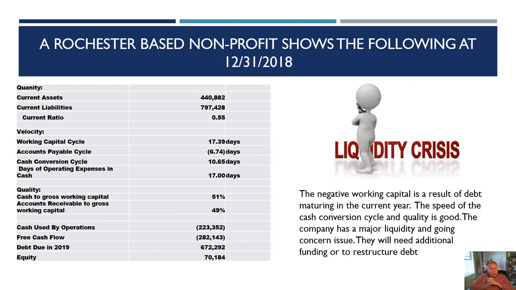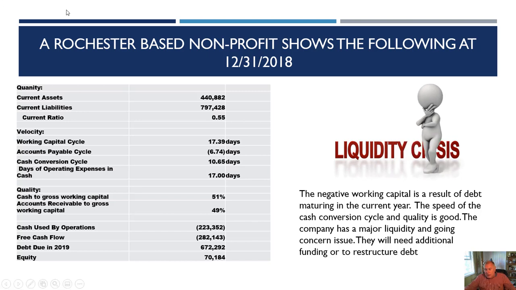The velocity of the working capital, the working capital cycle is 17.39 days, all receivables, reduced by the accounts payable cycle, 6.75, so that it turns. Now, I added a new ratio in here, and that is days of operating expense in cash, about 17 days. The quality, cash to gross, is good. Accounts receivable to gross, good. So we have a fairly liquid piece here.